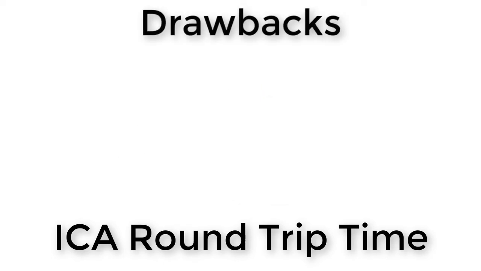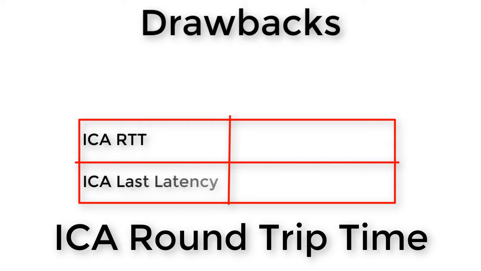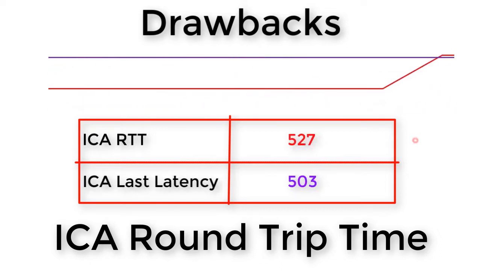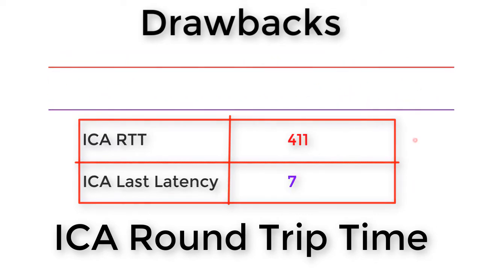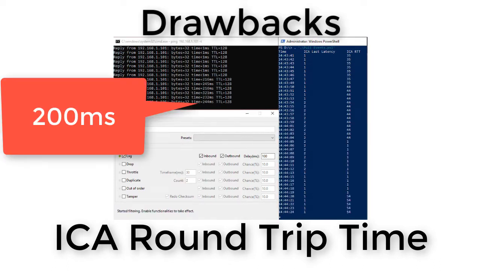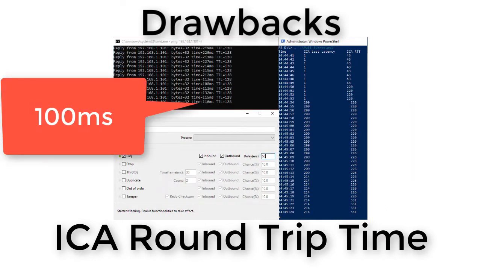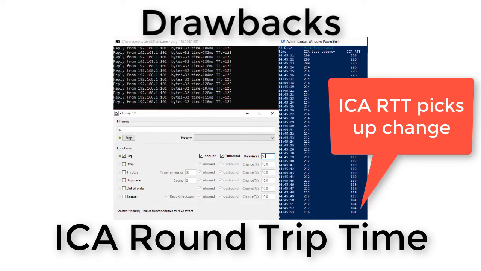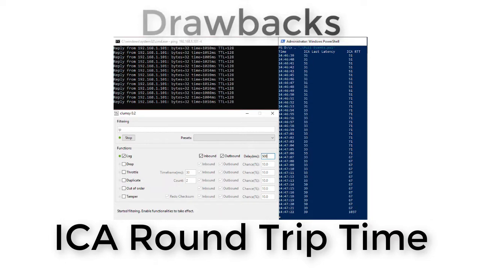ICA RTT has a few drawbacks. The first is the sample rate. ICA RTT is sampled about every 15 seconds, and the ICA last latency is sampled about every 20 seconds. This causes these two values to go out of sync. As well, real-time fluctuations in network latency or actions within an application can cause these two values to show wild discrepancies, leading to the age-old question: why is my ICA RTT less than my network latency? In reality, ICA RTT wouldn't be lower, but at the time of the sample it was, and since then conditions have changed and we need to wait for the next sample.